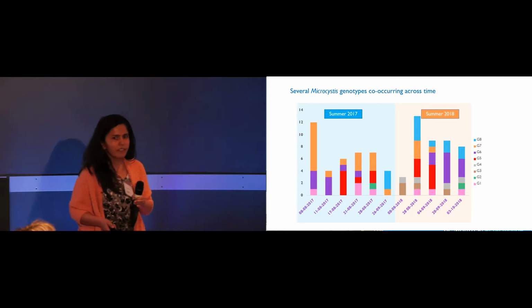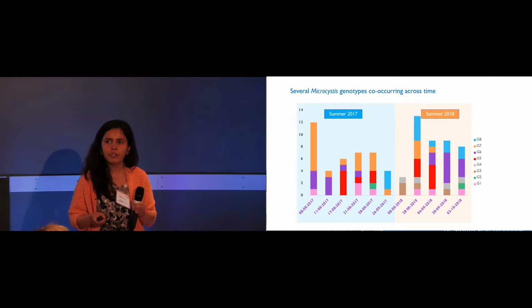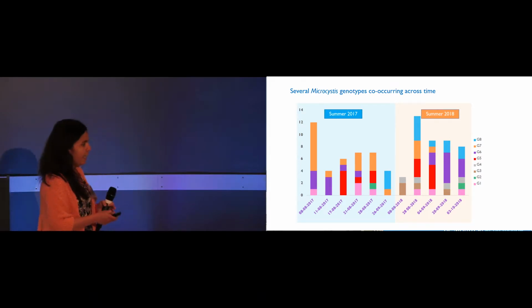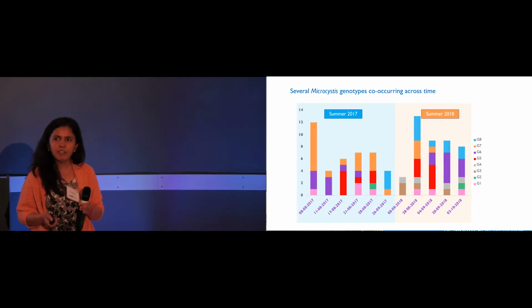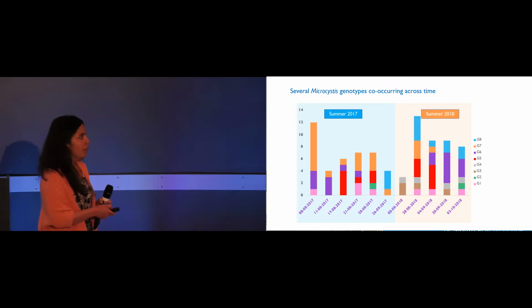Another thing that we can see when we are studying the genotypes of Microcystis is how many of them are in each sampling point. Are they concurrent?